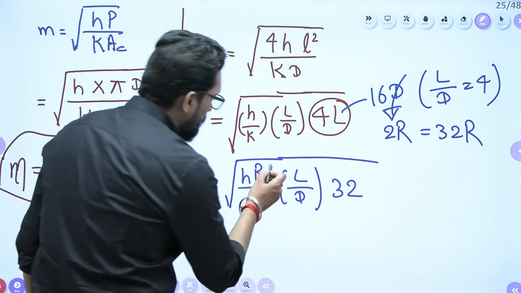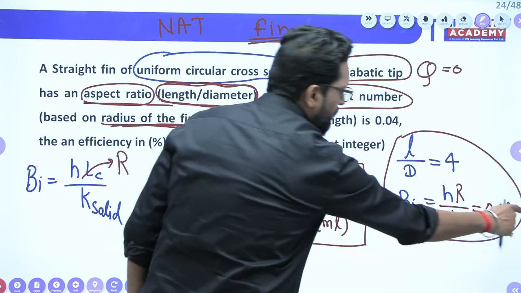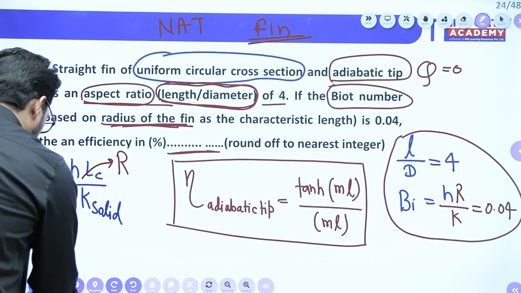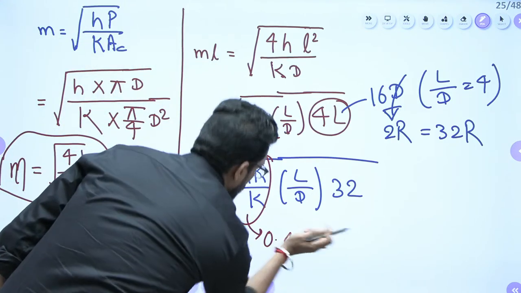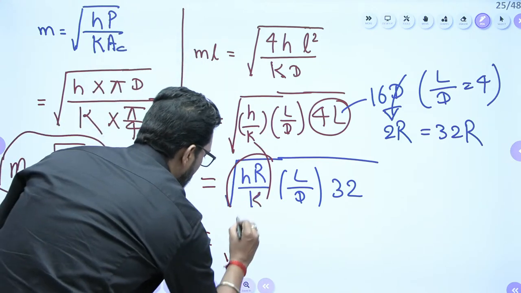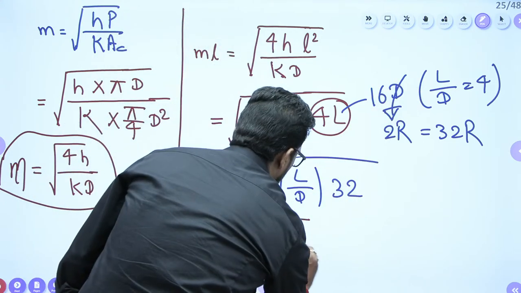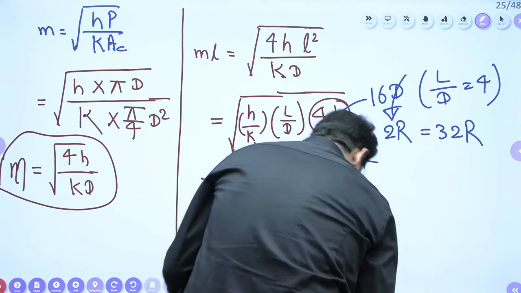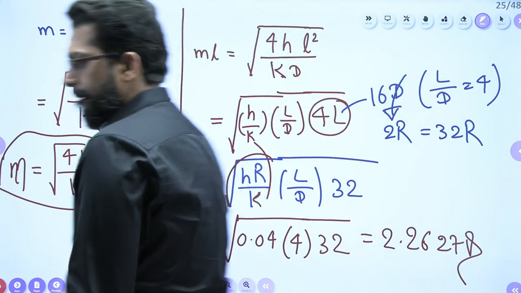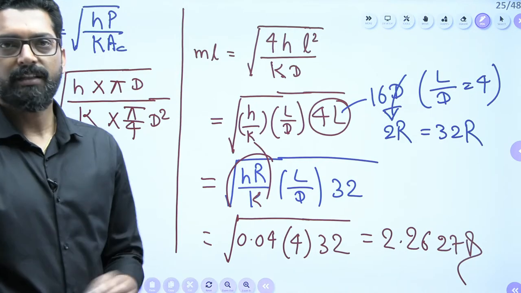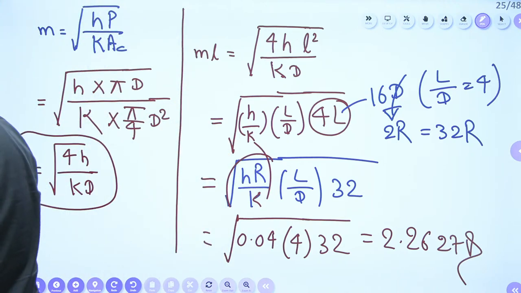Now hR by k is the Biot number. What is your Biot number? It is given as 0.04. You put all the things: square root of 0.04 into L by D, L by D is 4, into 32. Multiply this and you get 2.2627. This is your right answer. Okay, my dear.